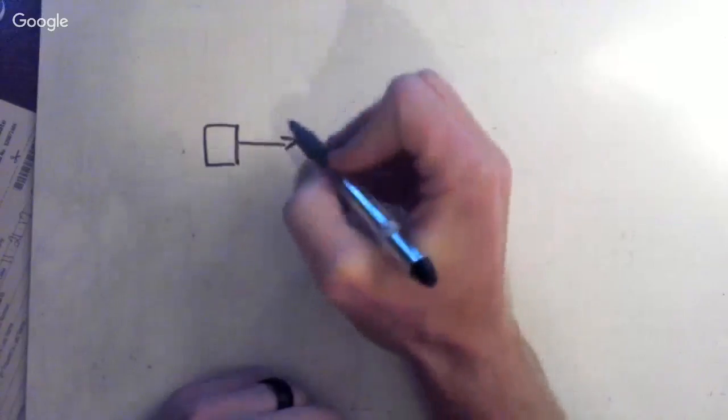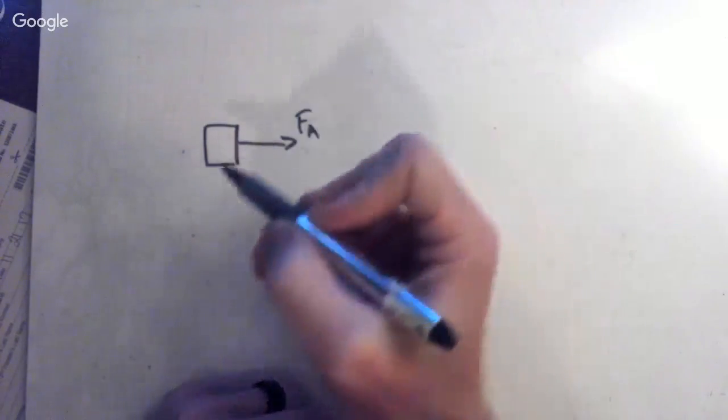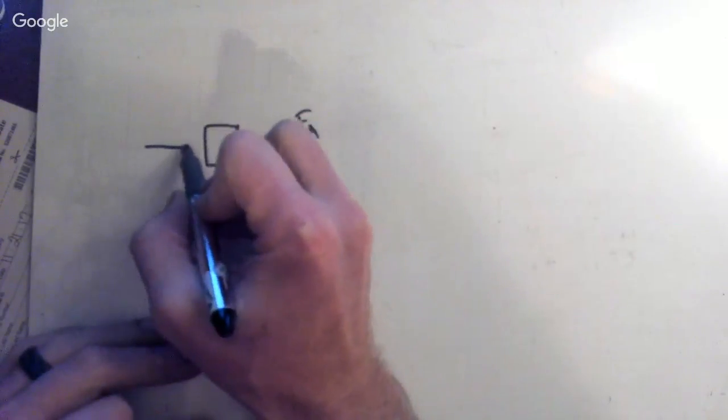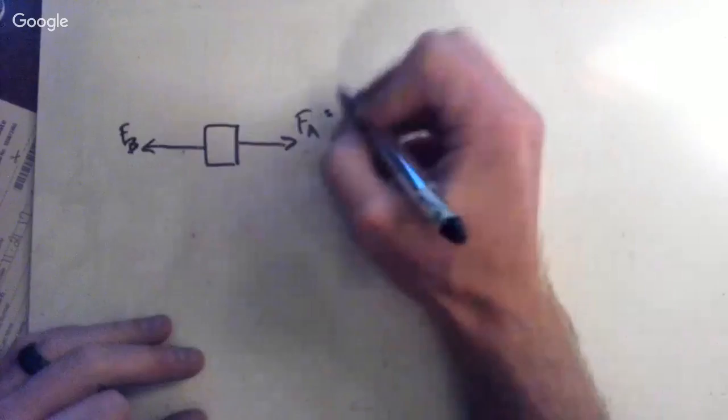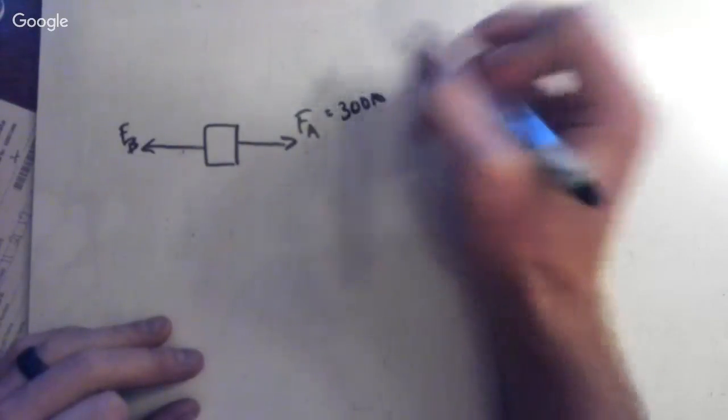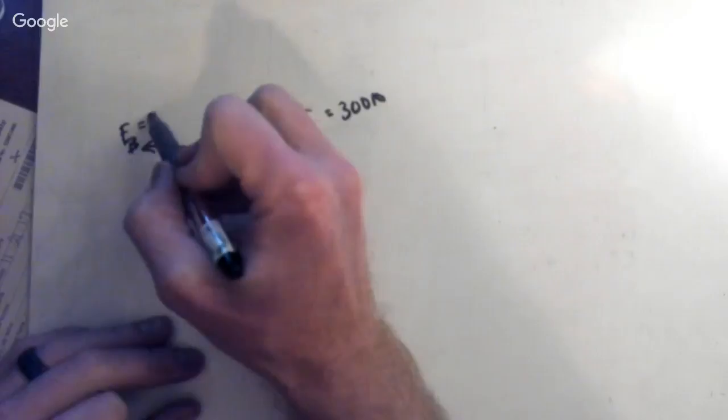Okay, so box. The box is being acted on by a force applied in this direction and a force applied in this direction. Let's call that force B. Force A is 300 newtons. Force B is 50 newtons. Tug of war between a grown man and a kid, I guess.